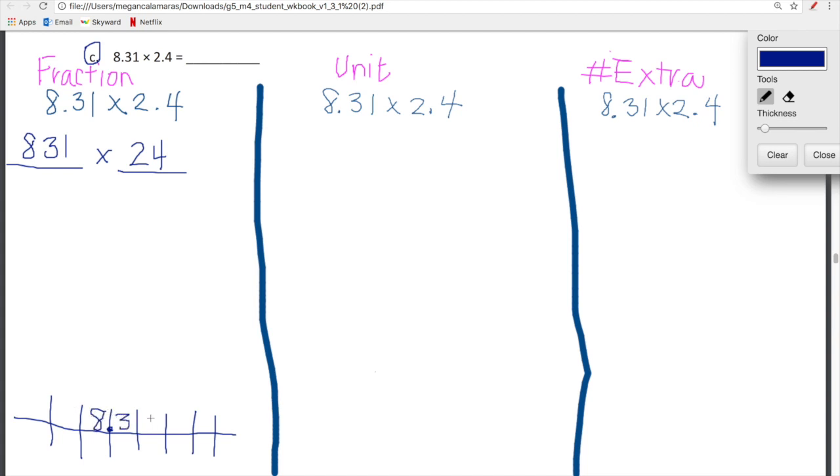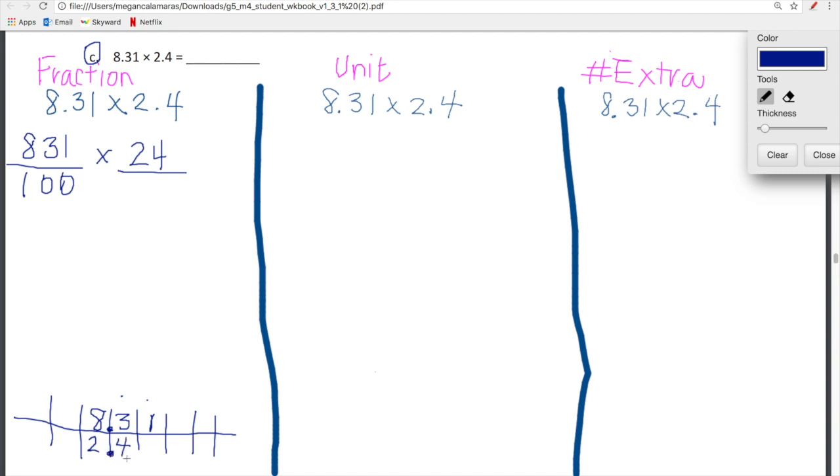If we put 8.31 on the place value chart, I think I called this a number line, sorry. If we put that on the place value chart, remember our last digit determines how we rename this. So this is 831, this is tenths, and this is hundredths. So 831 hundredths, or 831 over 100, times 2.4.